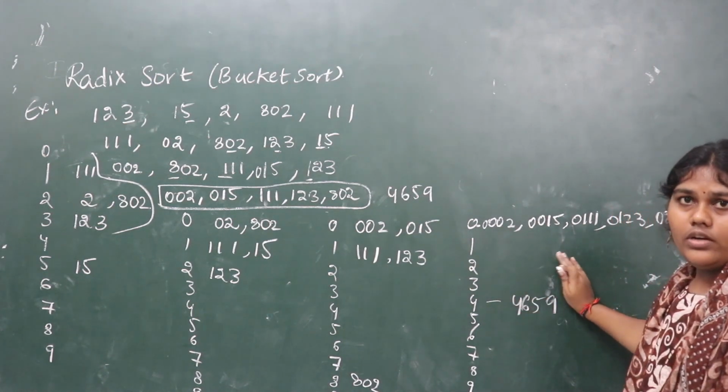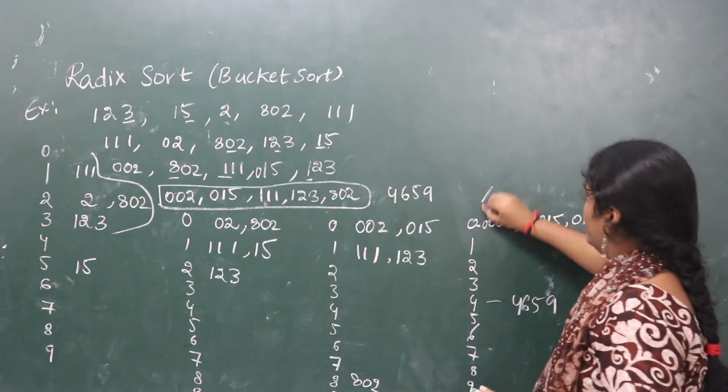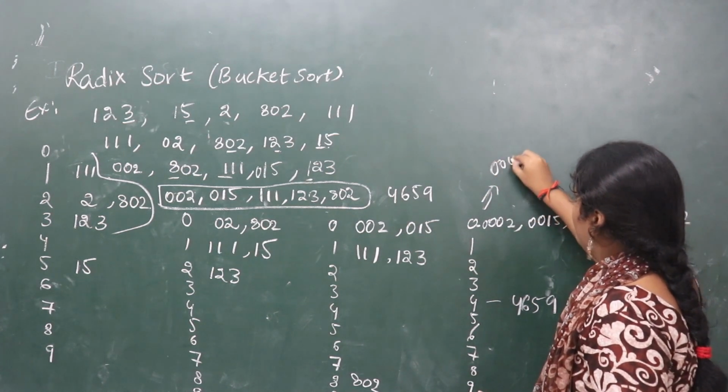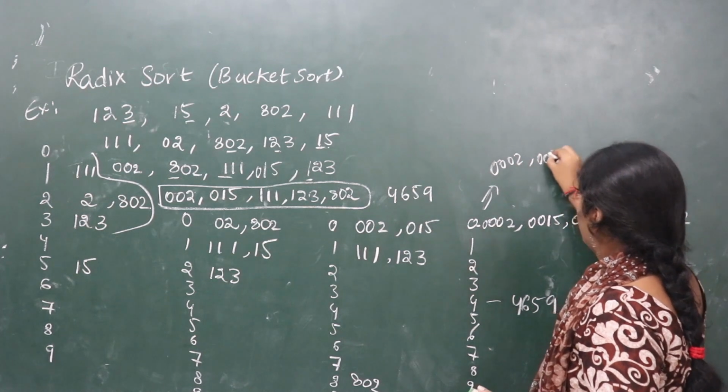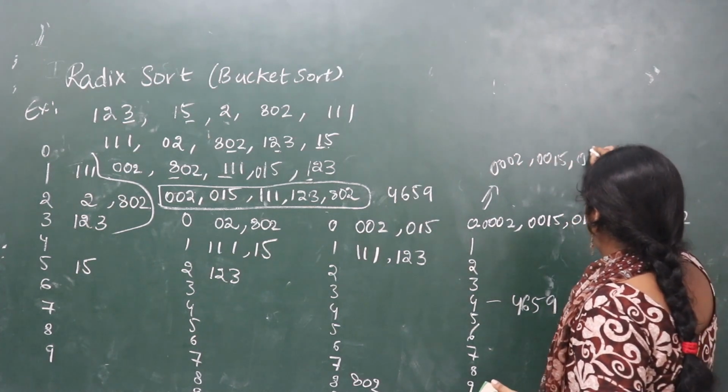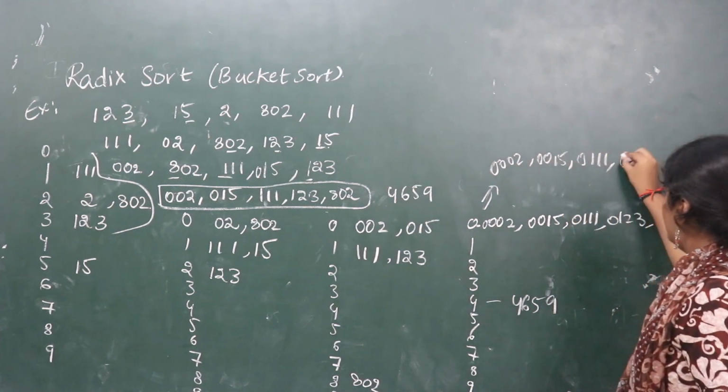So now if we want to write this in sorted order, what we'll get is 0002, 0015, 0111, 0123.